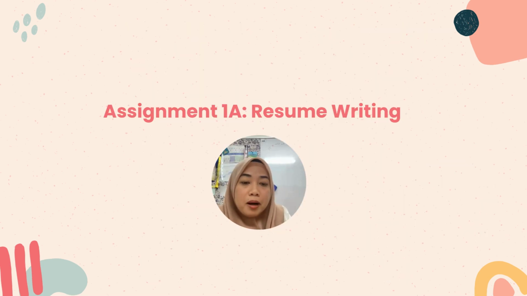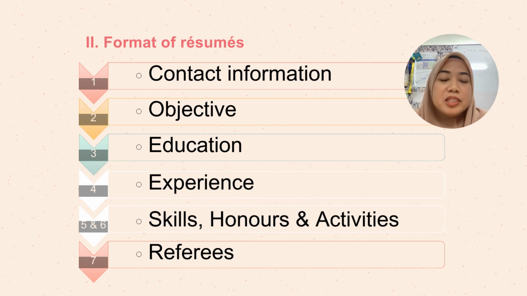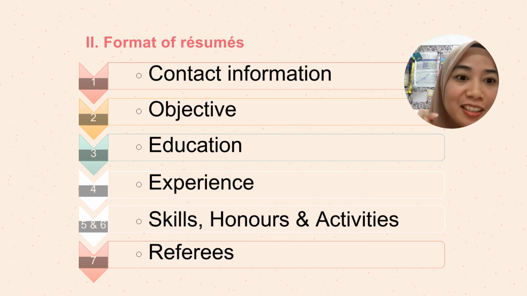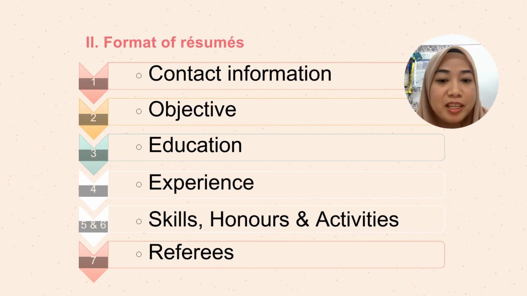Moving on, let's talk about resume writing and preparation for your first assignment, which is on resume writing. For your assignment, you need to include all of this information in your resume. Number one, contact information. Number two, your career objective. Number three, your education. Four, work experiences. Five, skills. Six, honors and activities. And seven, referees. I know this slide shows six only, but I cannot edit this. I don't know why. There should be seven things in the resume itself.